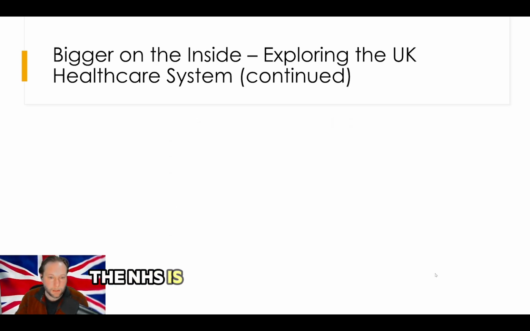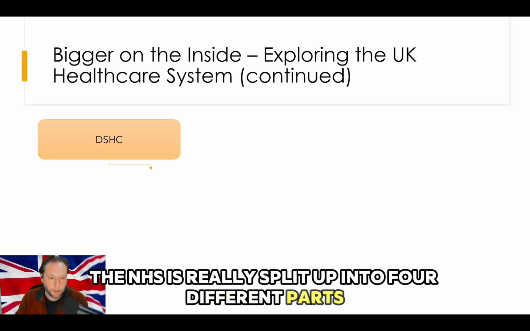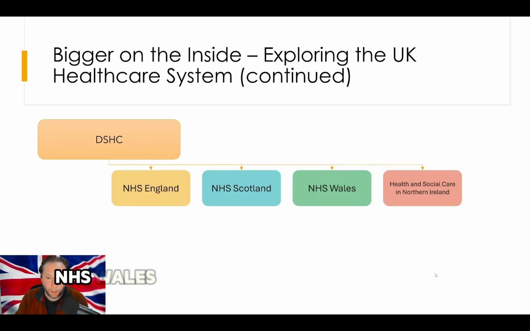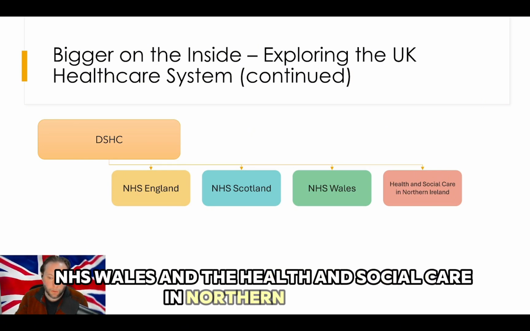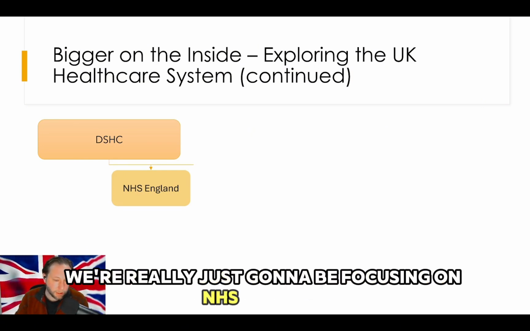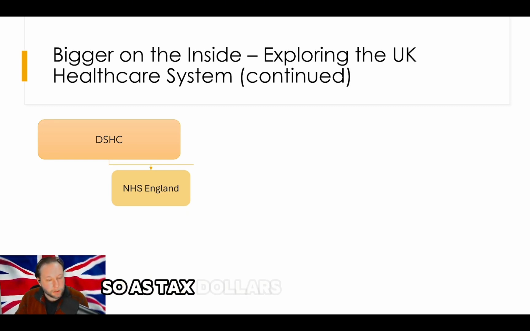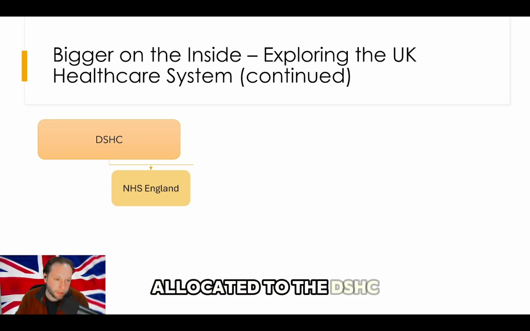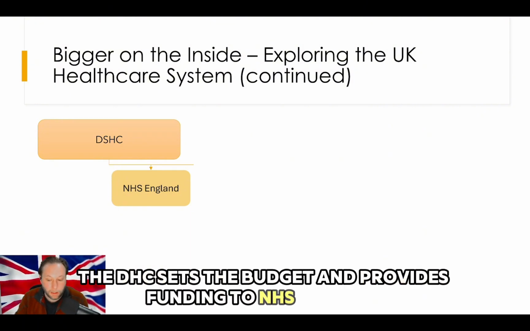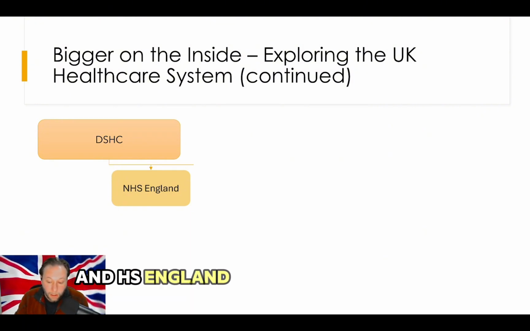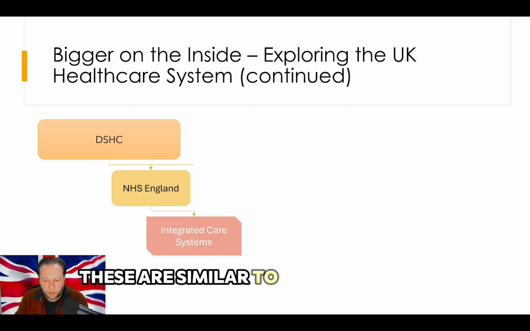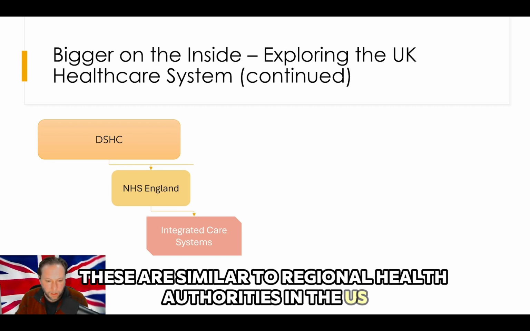The NHS is really split up into 4 different parts, including NHS England, NHS Scotland, NHS Wales, and the Health and Social Care in Northern Ireland. For this presentation, we're really just going to be focusing on NHS England. So, as tax dollars are collected and allocated to the DHSC, the DHSC sets the budget and provides funding to NHS England. NHS England allocates funding to integrated care systems. These are similar to regional health authorities in the US.